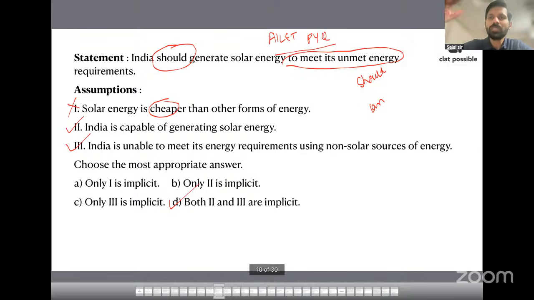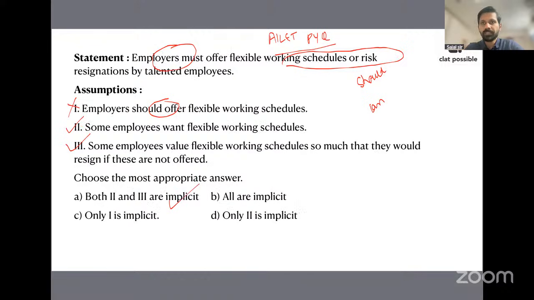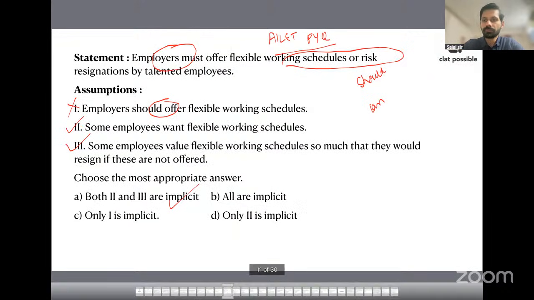right? So as soon as you become comfortable with that concept of what is required for that statement, you realize solving these questions will become very easy. Okay, let's do the next one. So I'll just clear the screen.